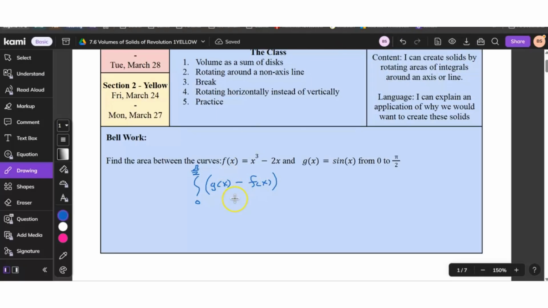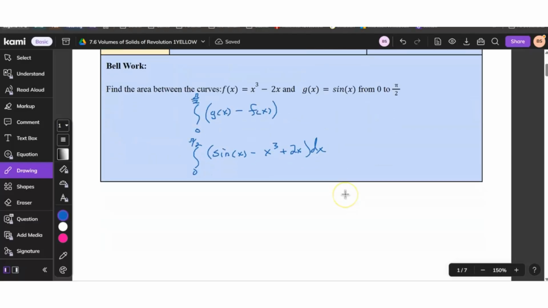And then I guess this one we can do by hand. I was going to do it on the calculator, but we don't need to. So this would be sine of x minus x cubed plus 2x dx. And so then we're going to get negative cosine of x. Wouldn't the first one also have the dx? Well, because I put them all together, there's just one dx on the whole equation. No, but for the first one, where you wrote g of x minus f. Yes, I see what you mean. It should have had dx. You're absolutely correct. And then I'm going to evaluate this from pi over 2 to 0.